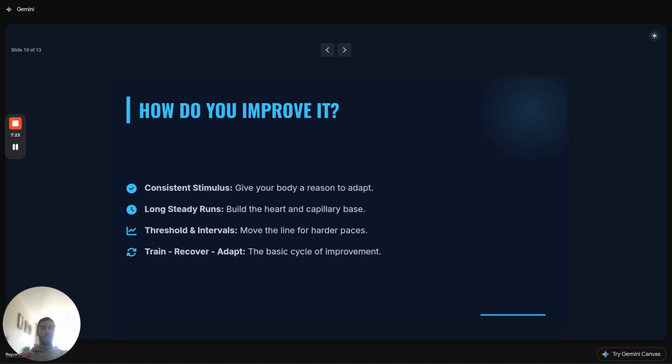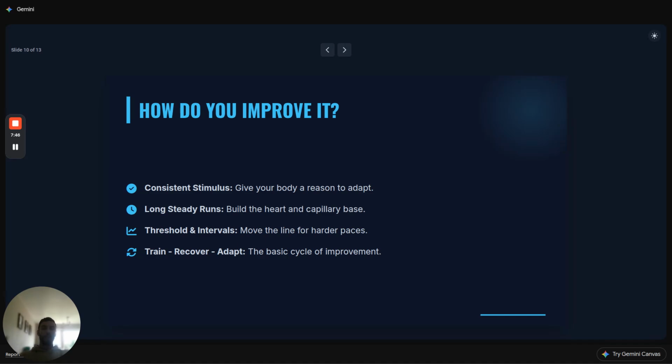Now, that can include easy aerobic work, longer runs, threshold training, higher intensity aerobic intervals. Different types of training create different adaptations, and we'll get into those in more detail throughout this series. But the key principle is train, recover, adapt, repeat. The goal isn't simply to make yourself tired. The goal is to create the right stimulus that tells your body, I need to get better at doing this.